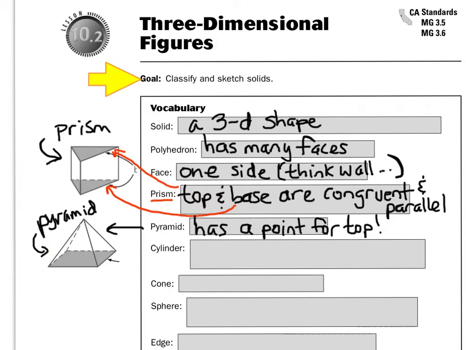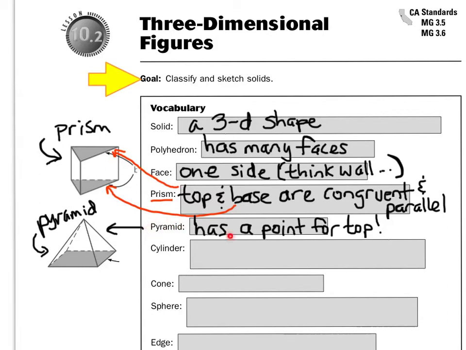And polyhedron just means it has many faces. A face is just like one side. Think of it like the wall of a building. Now a prism has a top and a base that are congruent and parallel. So see how the floor is a triangle and the ceiling is a triangle. They're congruent, that means they're exactly the same shape, exactly the same size, and they're parallel. They would never ever touch.